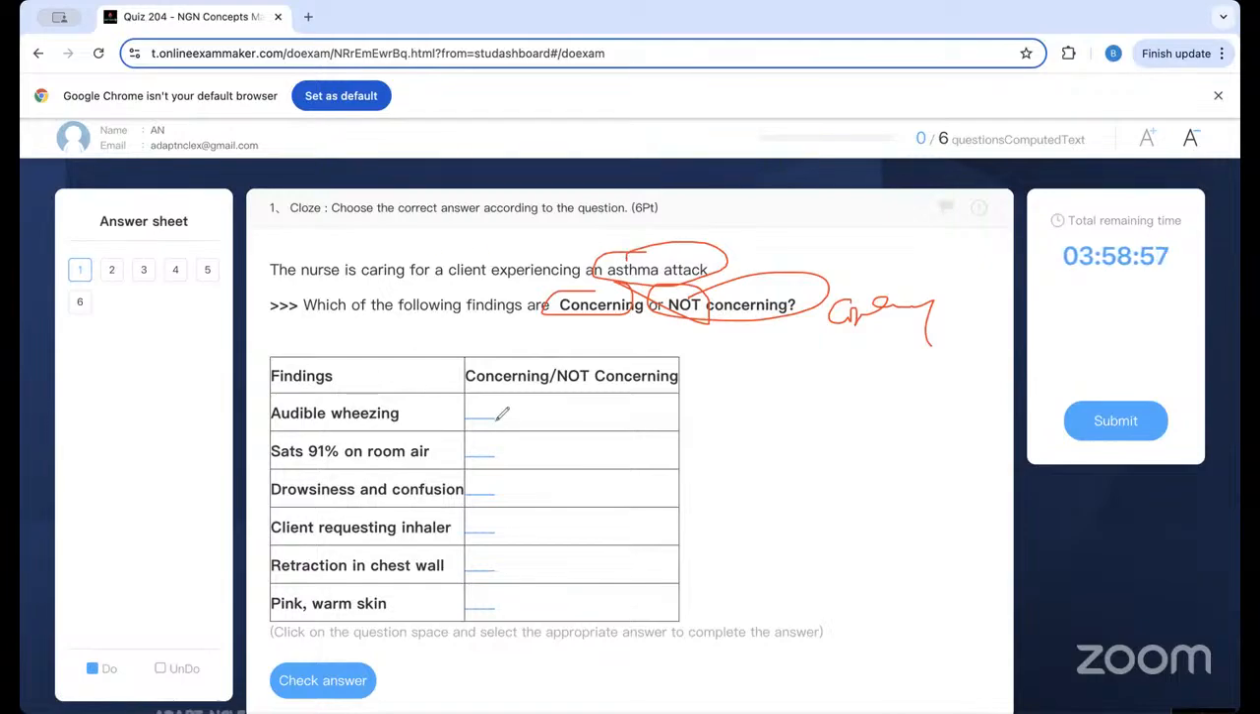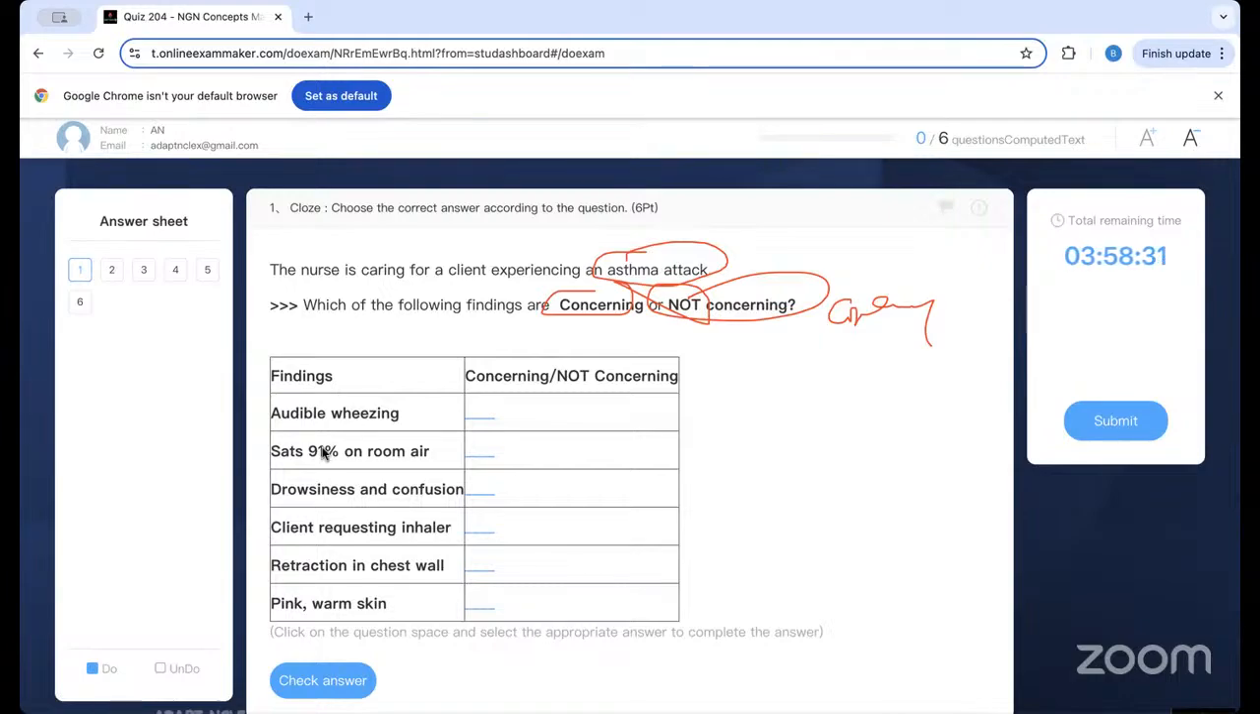So forget about it. All you need to do is tell yourself, I'm looking at this patient who is having asthma. What do you think? Audible wheezing. Is it concerning to you? Saturation of 91 on room air. Is it concerning to you? If it's concerning, put down your answer. Put down your comment. I will read it and I will see what you're thinking.